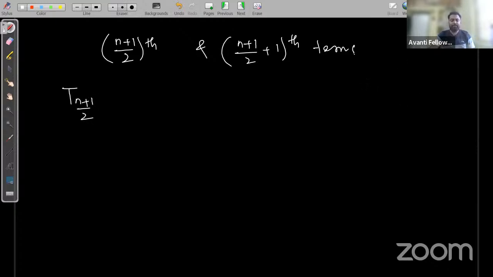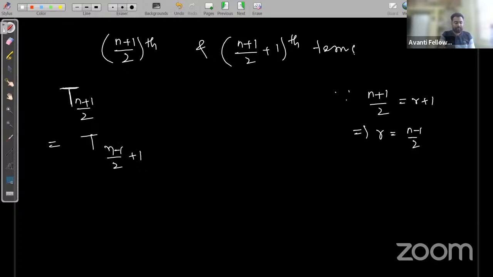we know that (n + 1)/2 is equal to r + 1, where the general term is T(r + 1). So r + 1 = (n + 1)/2, and r becomes (n - 1)/2. So this becomes T((n - 1)/2 + 1). Now we can easily find the middle term.